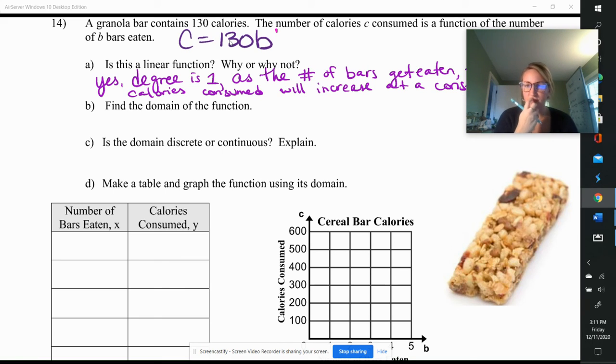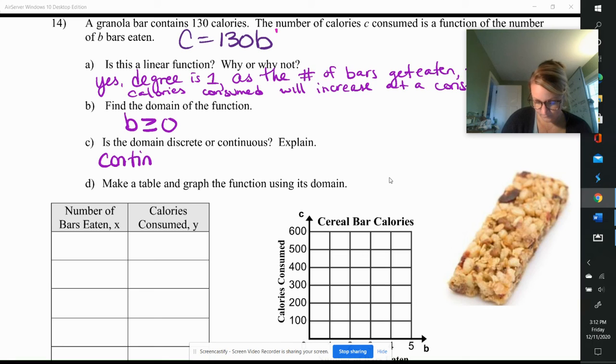Find the domain of the function. So possible values for b, how many bars could we possibly eat? Well, we can't eat negative bars, but we can eat as many bars as we want. So b can be anything greater than or equal to 0. This domain is continuous because you can eat part of a granola bar. And that part of the granola bar holds some calories, so that will also affect the range.